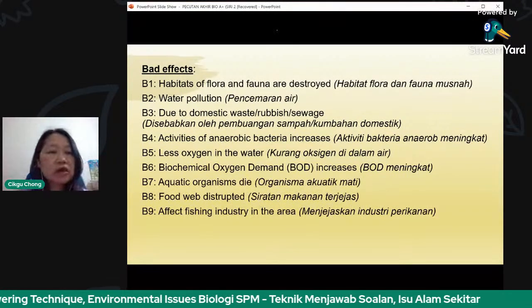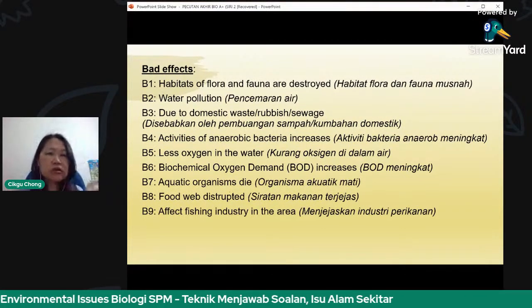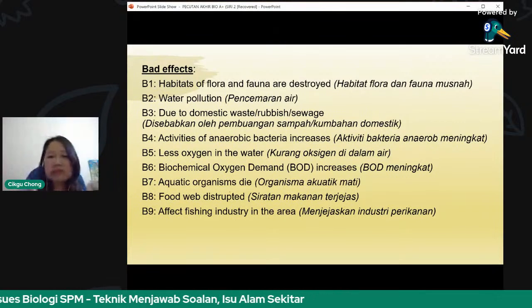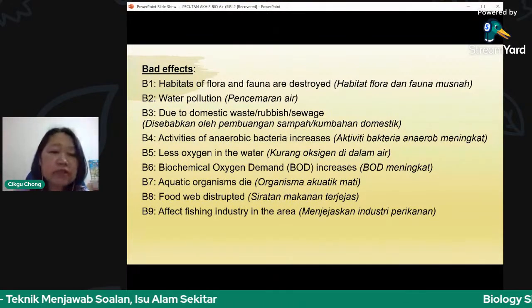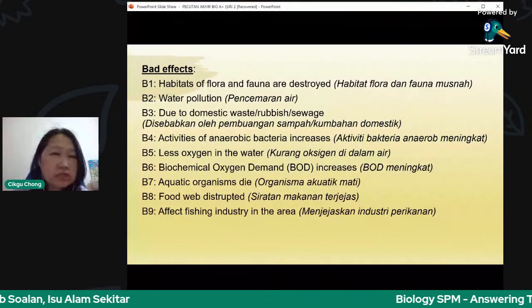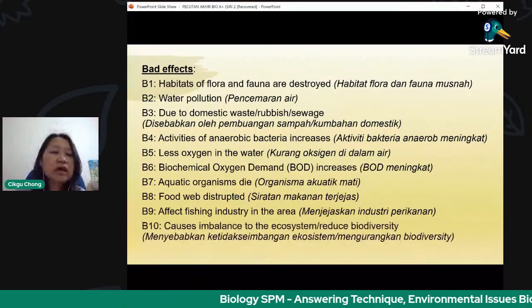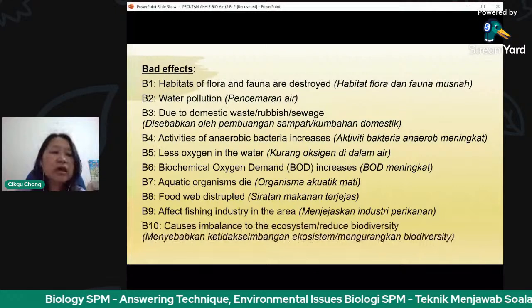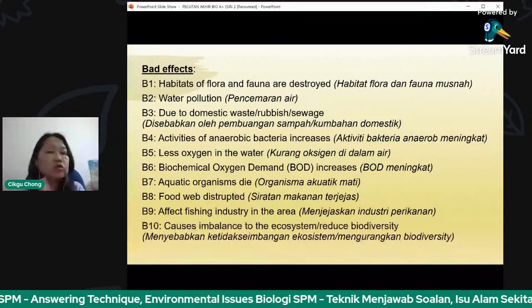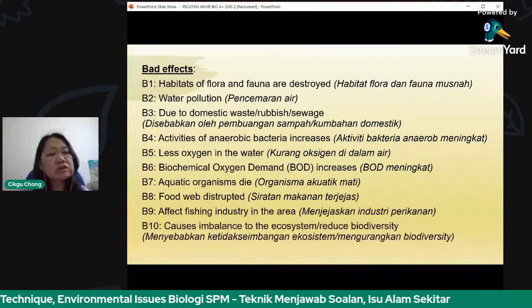So food web disrupted, that means some of your food chain, some of the animals are going to die. Then it's going to affect your fishing industry in the area. Some fish are going to die, they cannot find enough food. And of course that is going to affect the fishermen. Their livelihood will not be so good. Then it causes imbalance to the ecosystem.